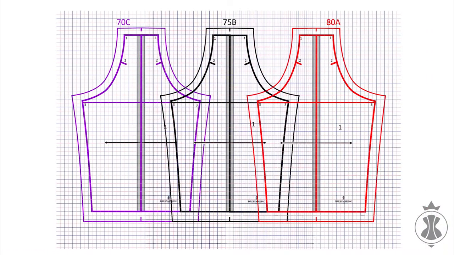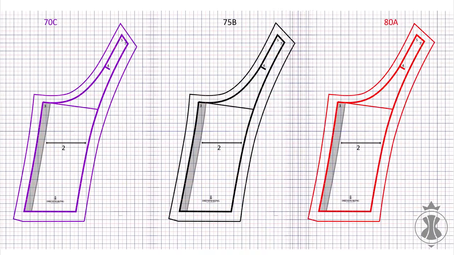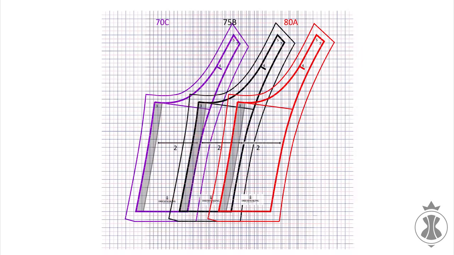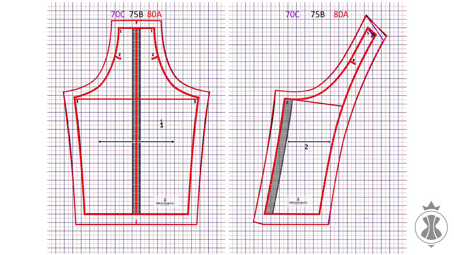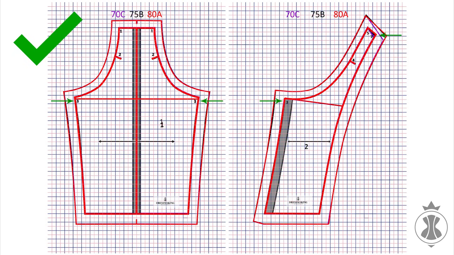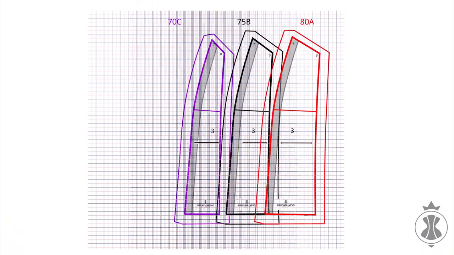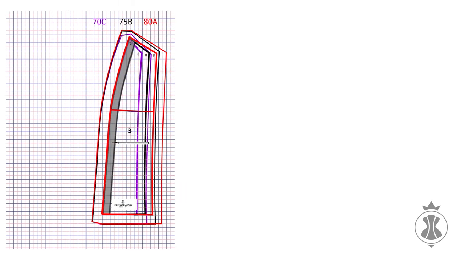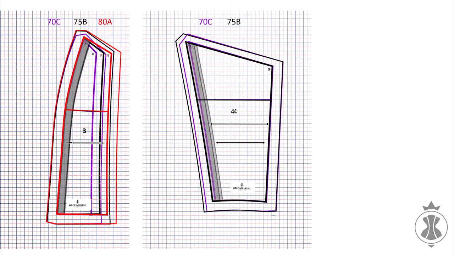I remind you that details number 1 and number 2 for the adjacent sizes of the patterns are the same. In my case, these are patterns in sizes 70C, 75B, and 80A. When you adjust the pattern to the desired size, you can change only the lower parts of these details without affecting the area where the cup is sewn on. Details number 3, number 4, and number 5 of these patterns are different, so you can change both the lower parts and the upper edge.